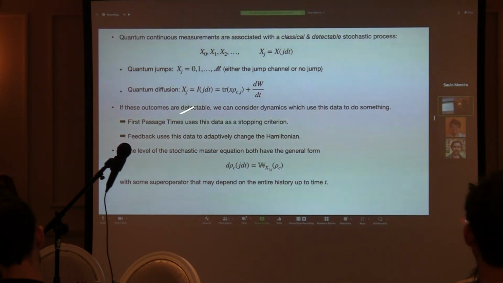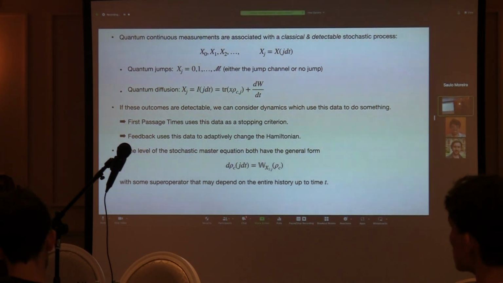And what you want to do for first passage times is not too different than what you want to do for feedback. You essentially want to condition your dynamics on this measurement record, right? So in first passage time, you say, well, when this stochastic process reaches some kind of threshold, I stop. And in feedback, you say, well, given this stochastic record, I change something in my Hamiltonian, for example.